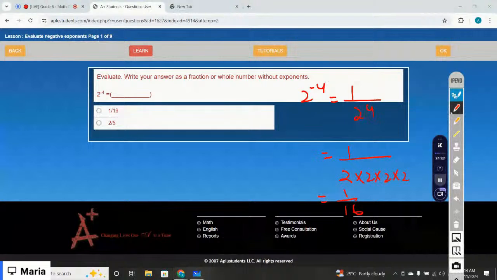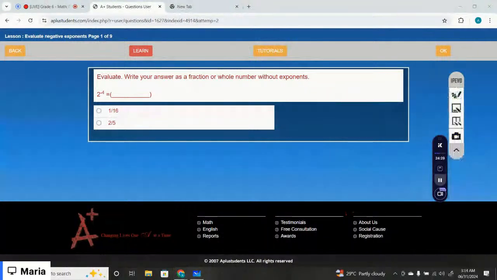Option number 1 is the correct option. That is 1 divided by 16. Option number 1 is the correct option.